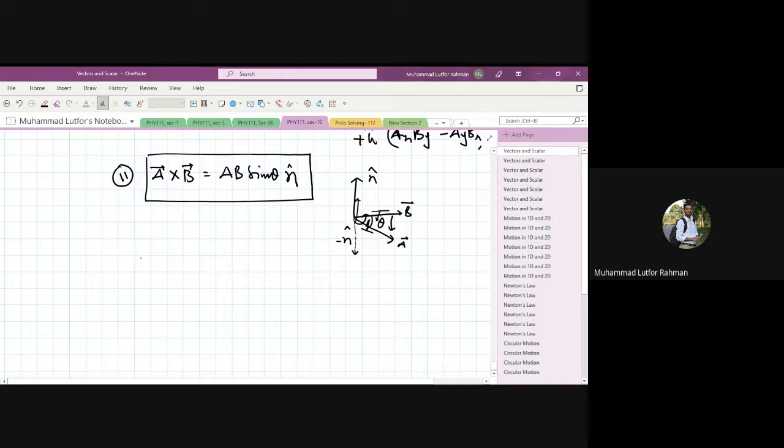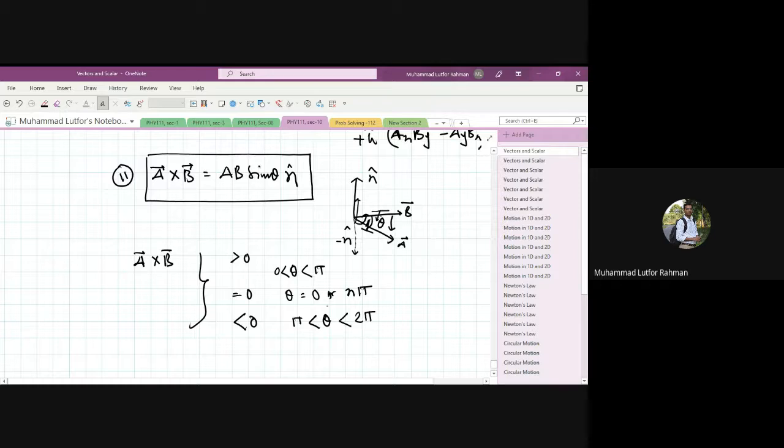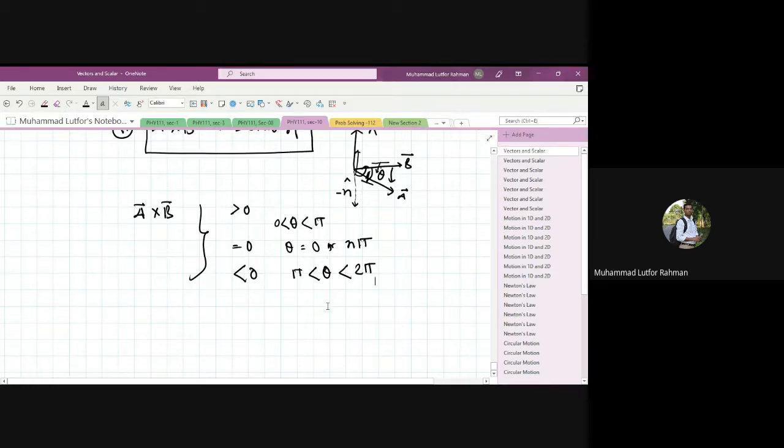And say this one is the range. We can also find where it will be positive. We can say A cross B will be positive in the range where theta is greater than 0 and less than pi. It will be equal to 0 if theta is 0 or n pi. And it would be less than 0 if theta is greater than pi but less than twice pi. In that region it would be negative.